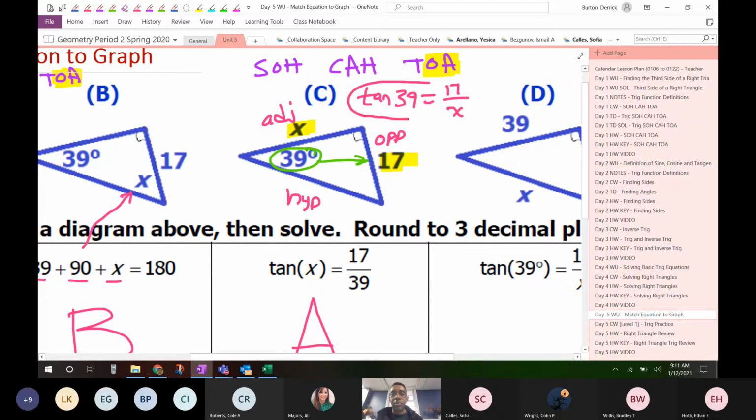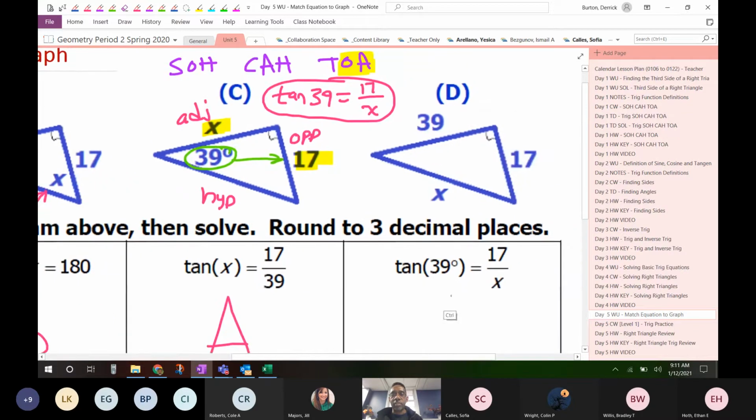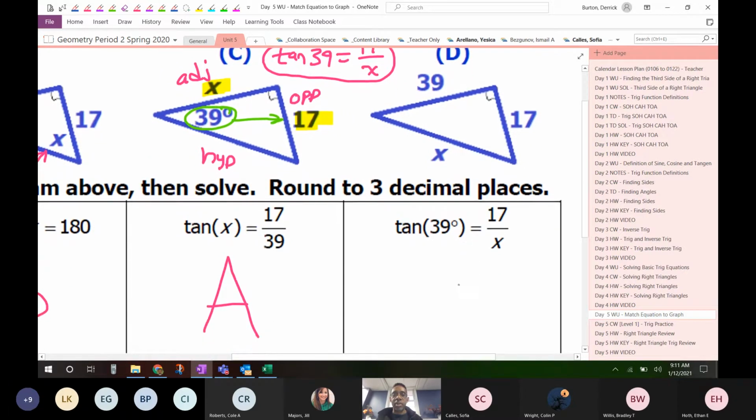So this is how we would do it. And there it is, right there at the end. Tangent of 39 is equal to 17 over x. So that means this is option C.